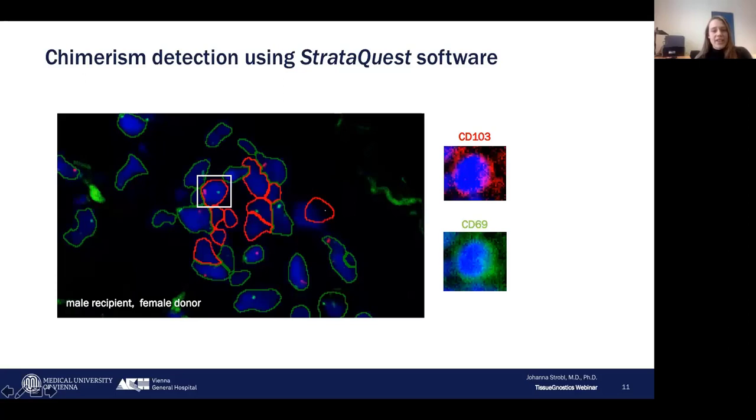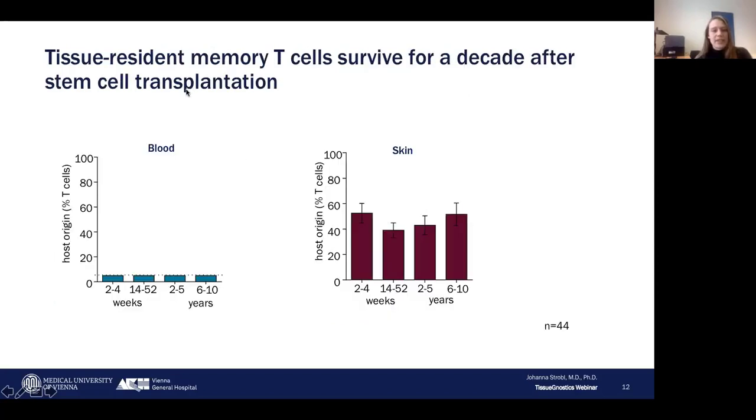And this is the image that is shown in the StrataQuest analysis software, where we can see cells that express, for example, the CD3 surface marker and then detect an X and a Y chromosome. And using this, we could see that while the blood T cells were almost completely replaced by donor T cells after transplantation, in skin, we had astonishing amounts of around 50% of T cells that were still of host origin in the skin up to 10 years after transplantation.